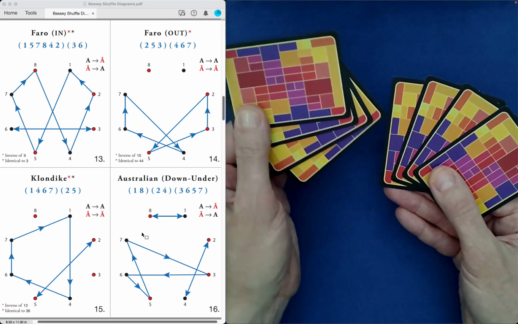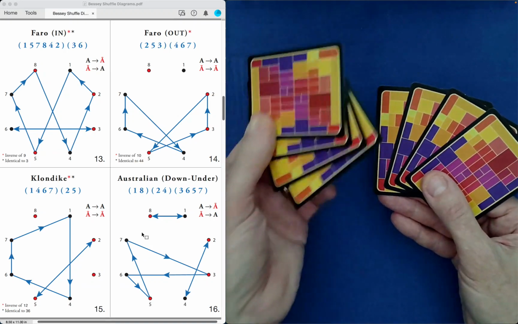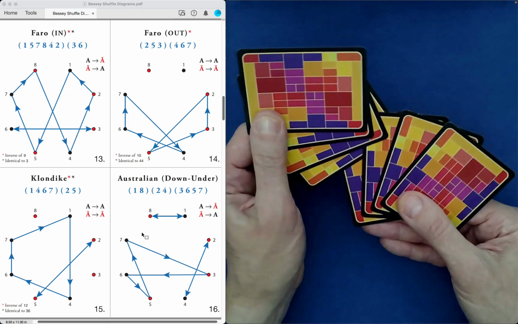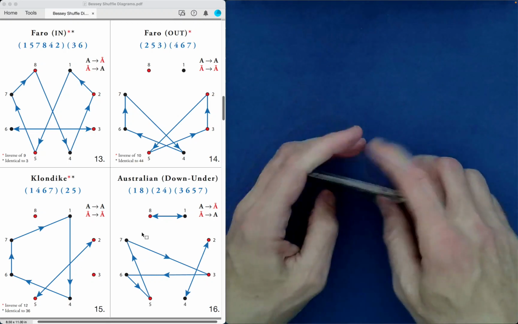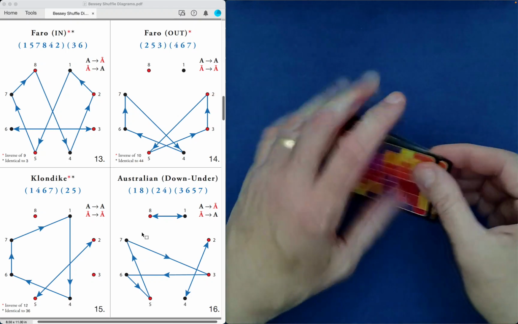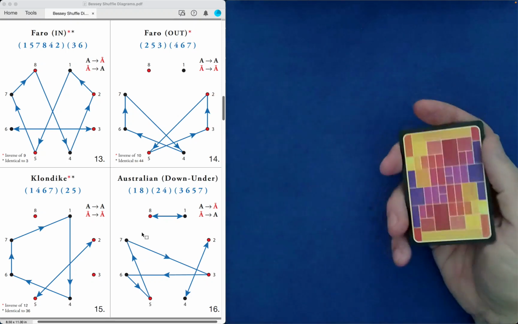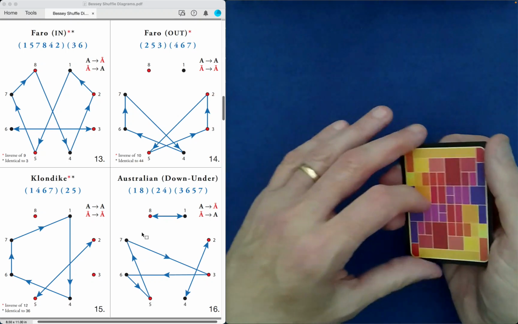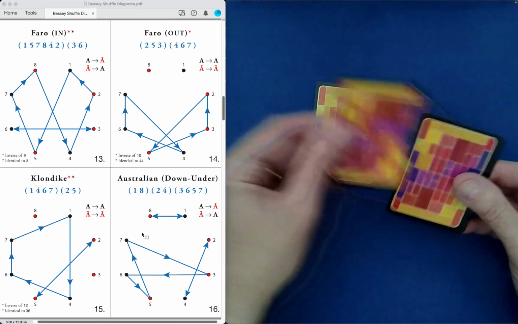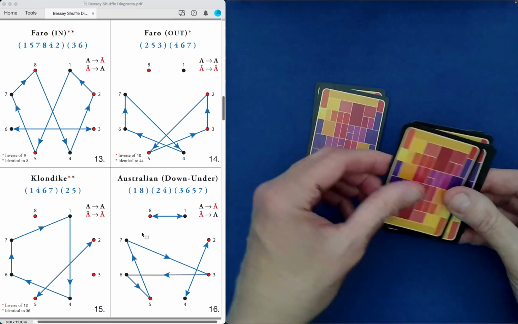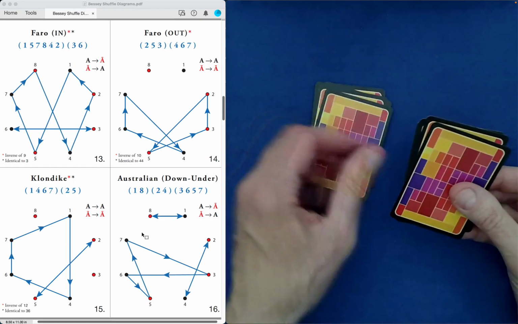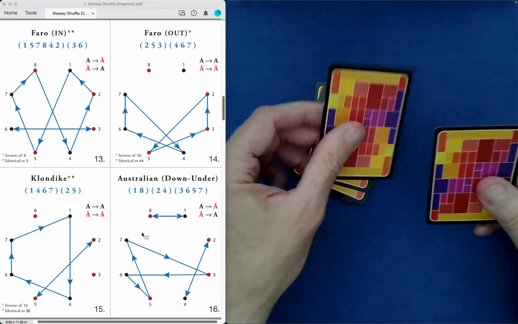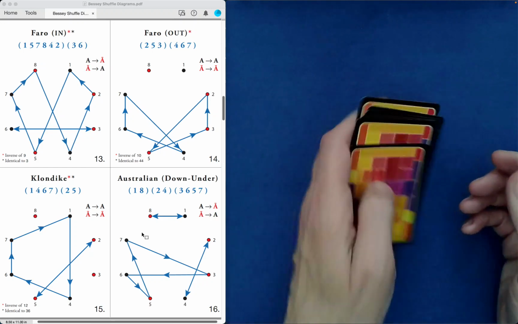And so this time what we need is we're going to have the bottom card on the right go underneath the one on the left, and then you just perfectly interlace them. Okay, that's perfect. That's called a faro in shuffle. And then the remaining one that we haven't done yet, I believe, is the Australian down under. So let's do that. So that's down, under, down, under, down, under, down, under, down, under, down, under, down. Last one goes on top.